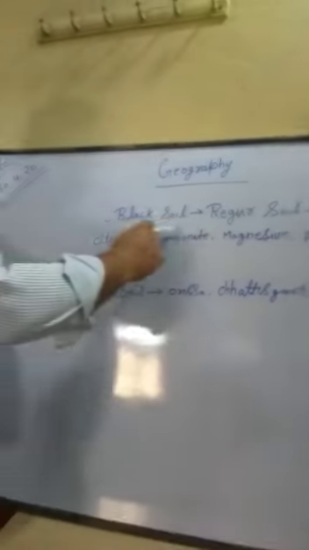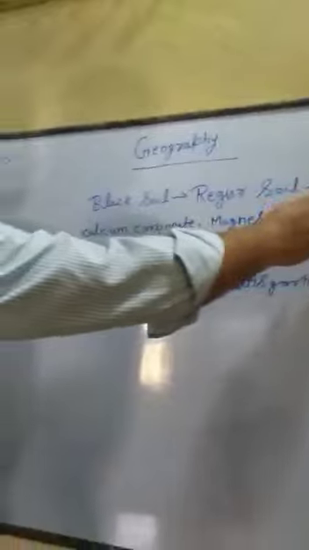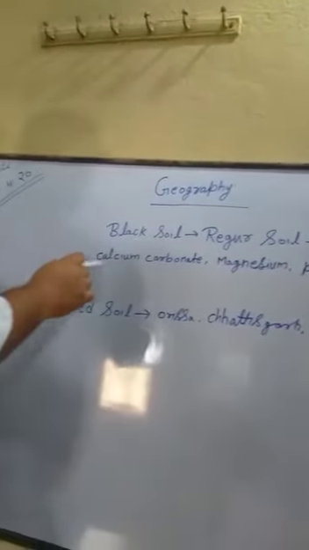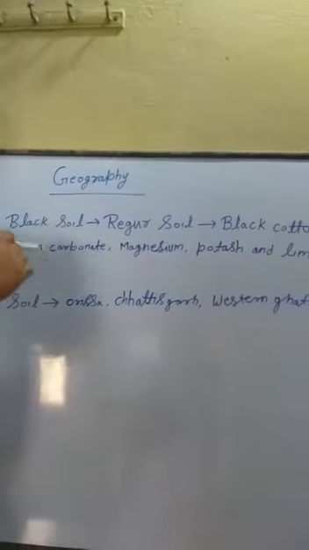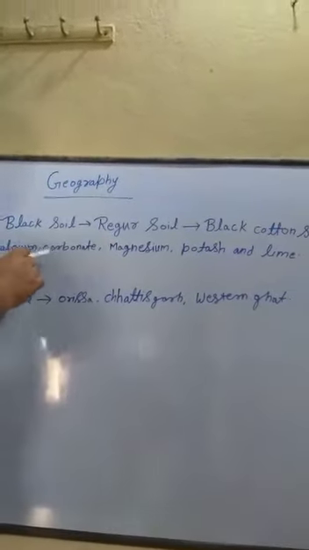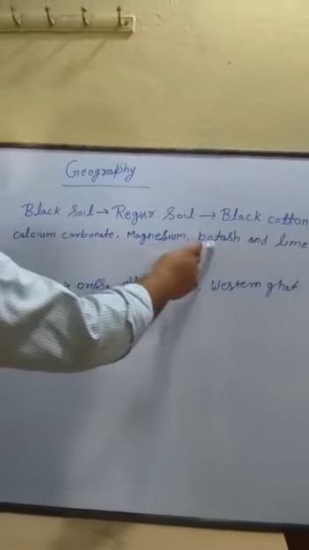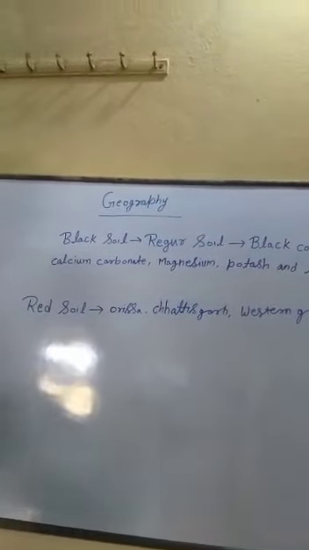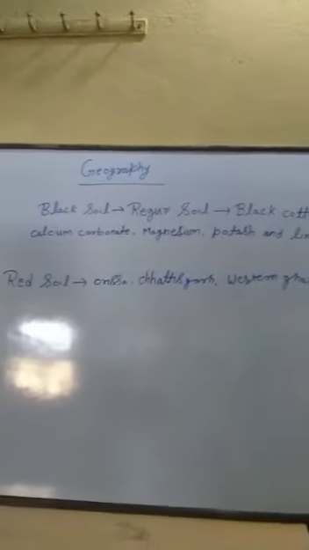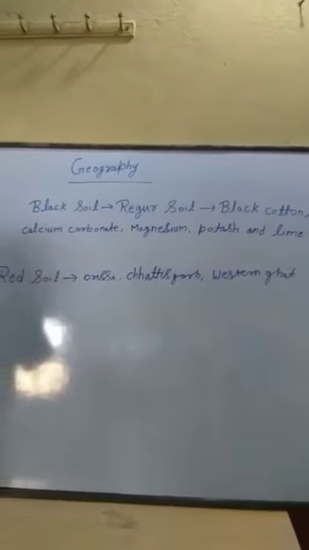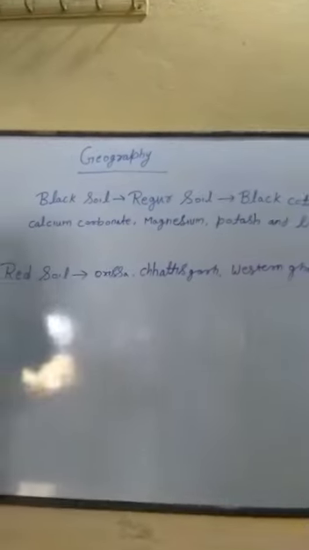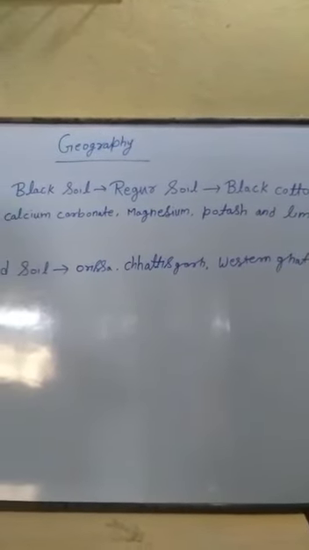One most important thing is that black soil is very fertile and very clayey. Black soil is also known as regur soil and black cotton soil. It is rich in minerals that are found mostly in this soil: calcium carbonate, magnesium, potash, and lime. These are the main minerals of the black soil, and it is found in Malwa, Madhya Pradesh, and Chhattisgarh, extending in the southeast direction along the Godavari and Krishna Valley.